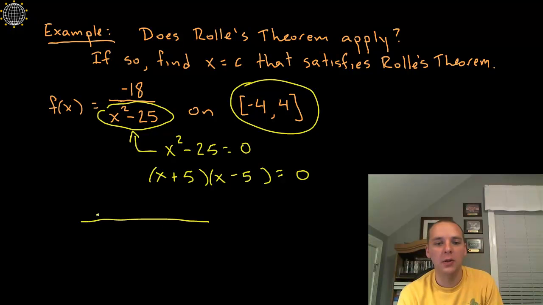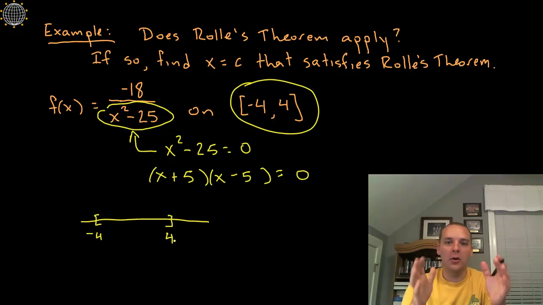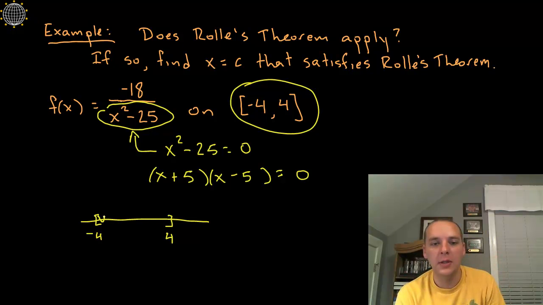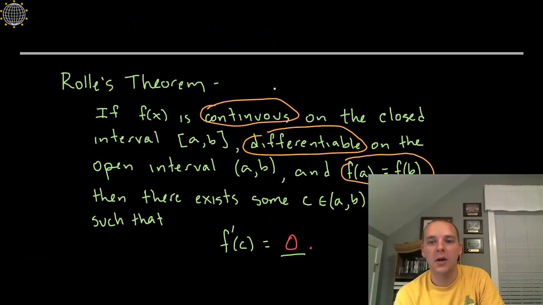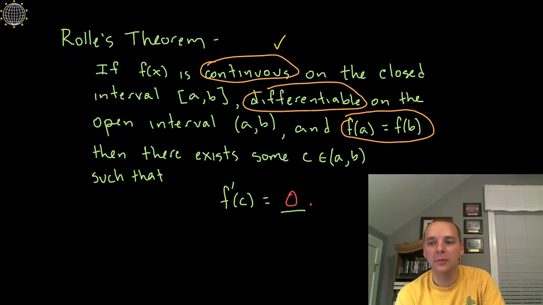So if we're only looking at minus 4 to 4, and that's really all we care about, that's our a to b, those asymptotes are occurring out here, so I really don't care about those. So is it continuous on minus 4 to 4? Yes, it is. So continuity is a check. Okay, now how about differentiability?